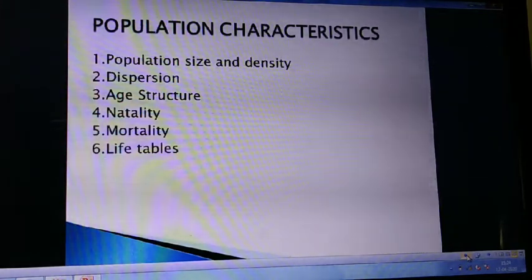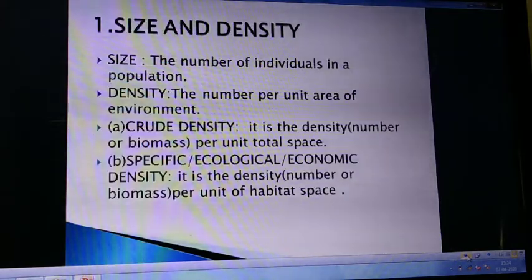Now first of all we study population characteristics. These can be studied under 6 heads. Number 1, population size and its density. Number 2, dispersion. Number 3, age structure. Then natality, then mortality, and then life tables. First one is size and density. Size is the number of individuals in a population, अर्थात किसी एक पॉपुलेशन में कितने इंडिविजुअल की संख्या है.